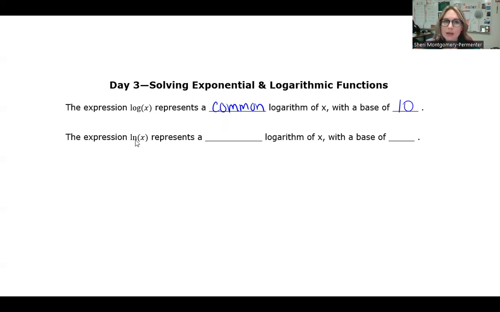ln of x, what does that represent? Natural log. A natural log. So if you didn't know that, you go back and you should highlight that on your day 2 notes. What is the base for a natural log? E. And remember, what does E stand for? The weird name, right? What is it?